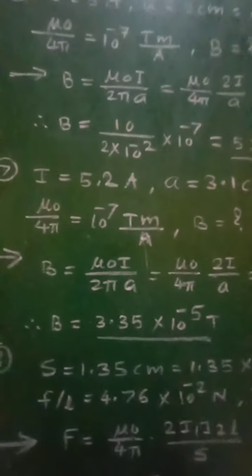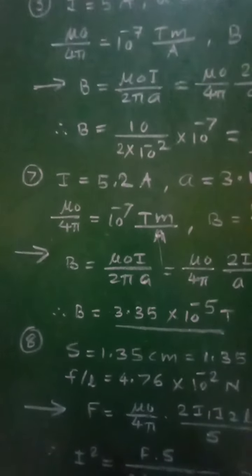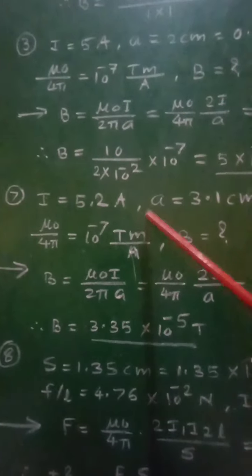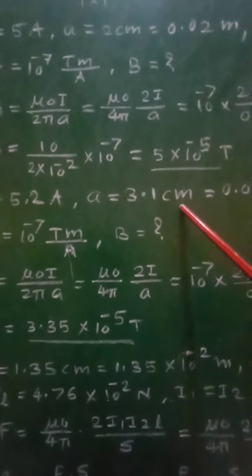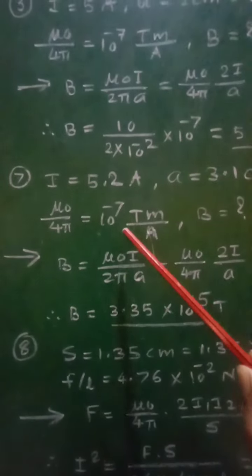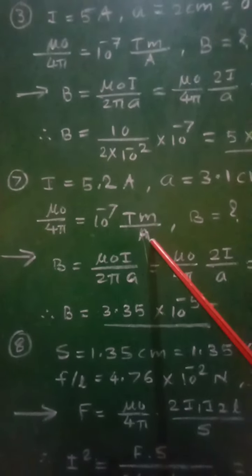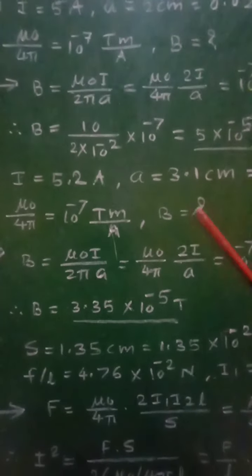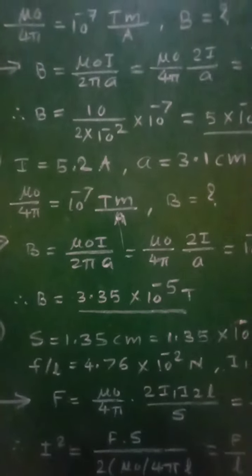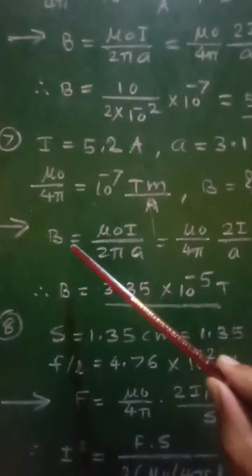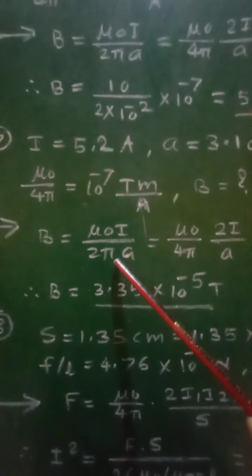And therefore, for this numerical number 7, the given data is I is equal to 5.2 ampere. Distance a is equal to 3.1 centimeter, that will be equal to 0.031 meter. Then mu 0 upon 4 pi equal to 10 raised to minus 7 Tesla meter per ampere, and we have to find out magnetic field B. So again we have the formula for the magnetic field at a point due to a straight conductor carrying current, given as B equal to mu 0 I upon 2 pi a.